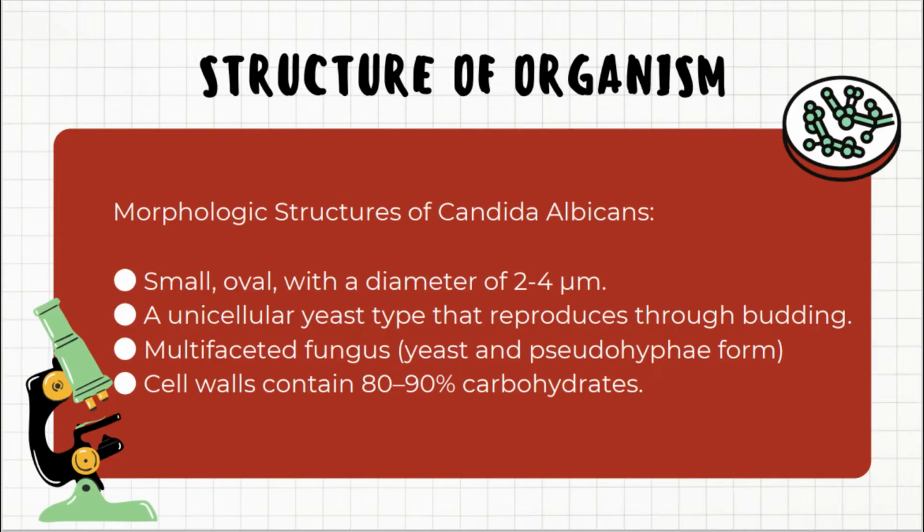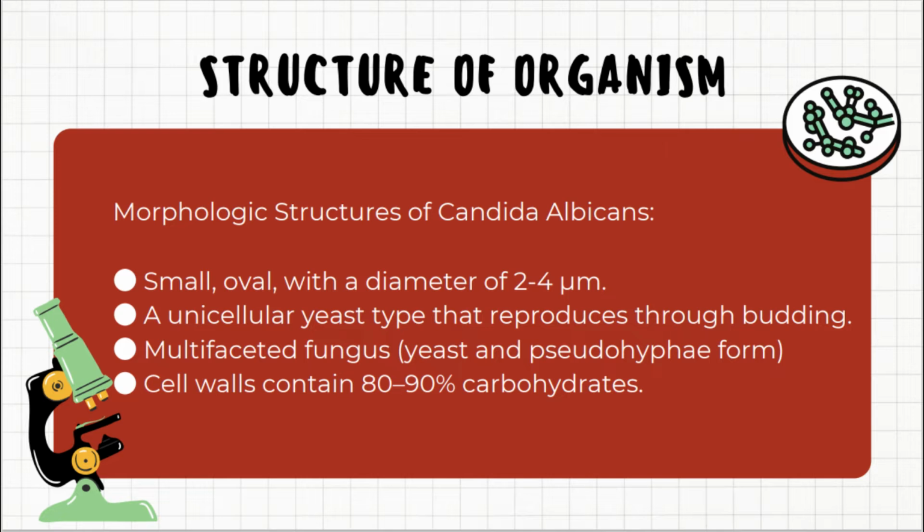For the morphologic structures, the cell of Candida albicans appears small and oval in shape with a diameter of 2 to 4 micrometers. It is also a unicellular, or single-cell, yeast type which reproduces through budding. Budding is actually an asexual form of producing new organisms. A new organism is developed from a small part of the parent body. A bud that is formed will detach to develop into a new organism.